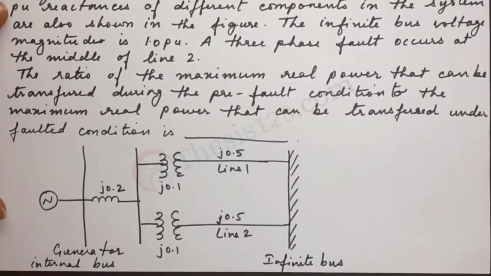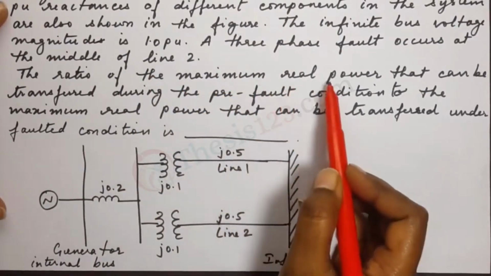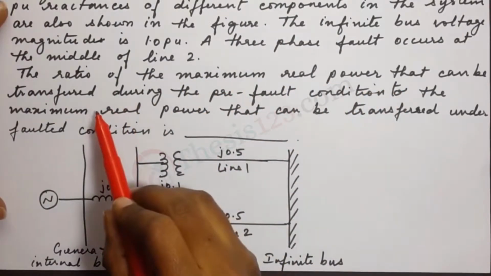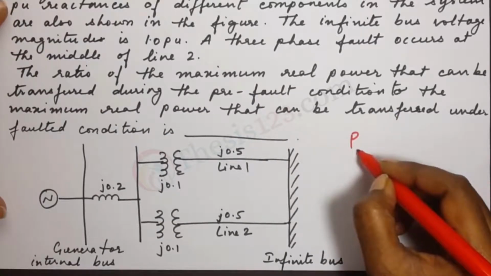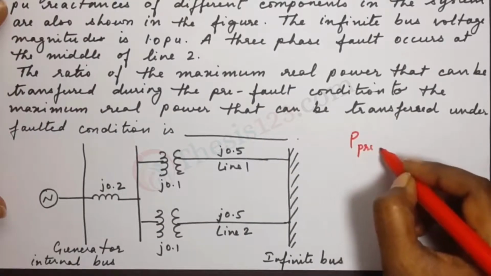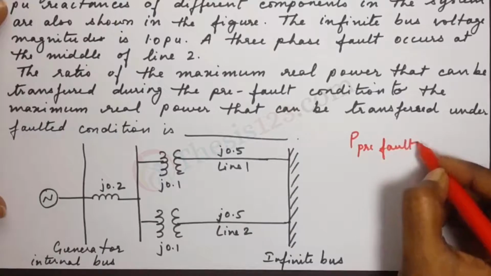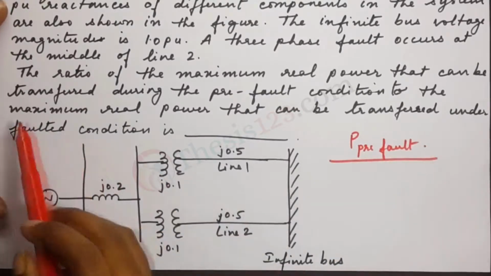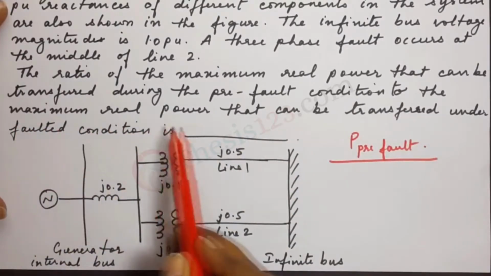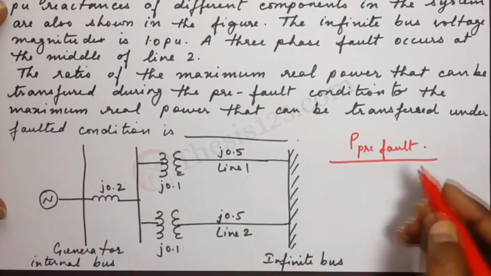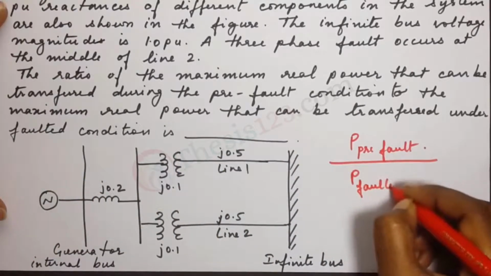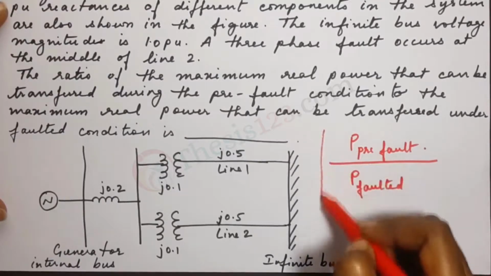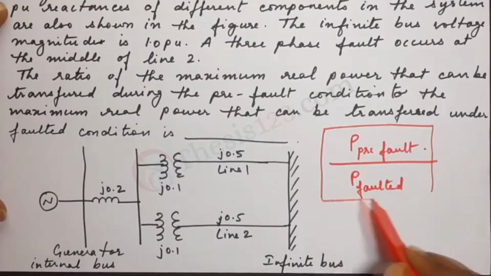So the question asks us to find out the ratio of the maximum real power that can be transferred during pre-fault condition, so that's power at pre-fault, to the maximum real power that can be transferred under faulted condition, power at faulted condition. This is the ratio that we are asked to find.